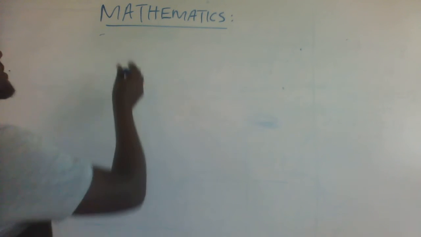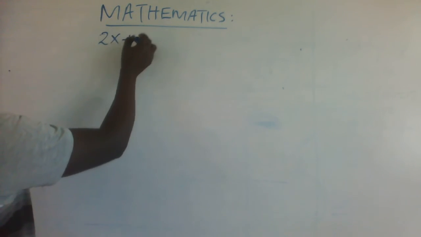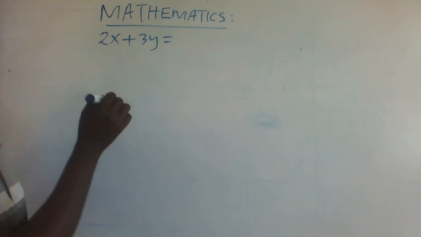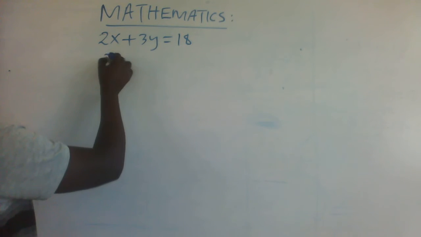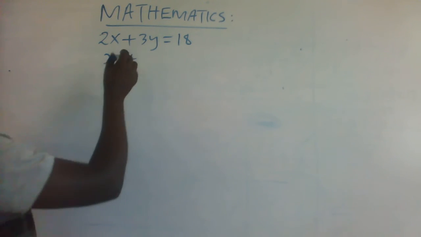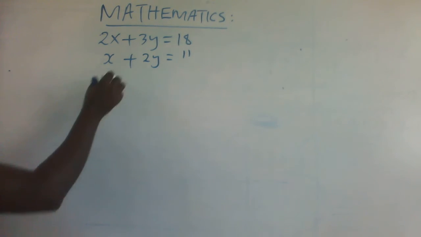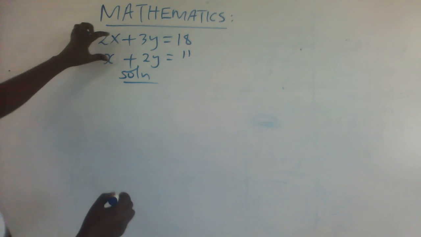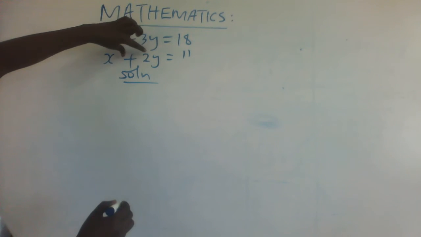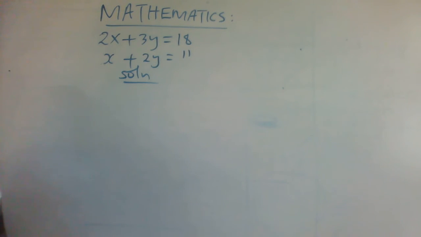Now, from these equations, the first thing is to get the matrix from 2x plus 3y equals 18. The same equations that you are given. This is 3x. This is x plus 2y equals 11. Now the solution: we express these linear equations in matrix equation form. We represent them in matrix form.